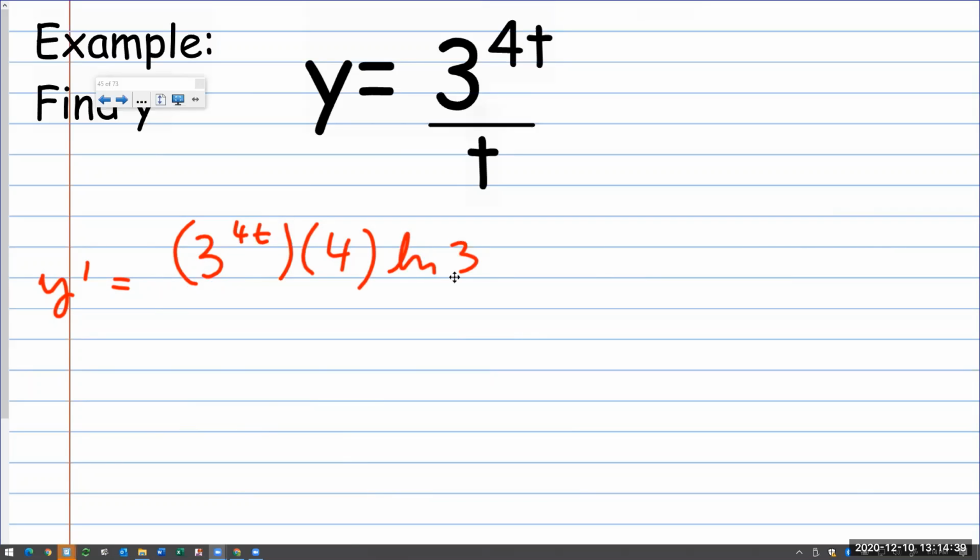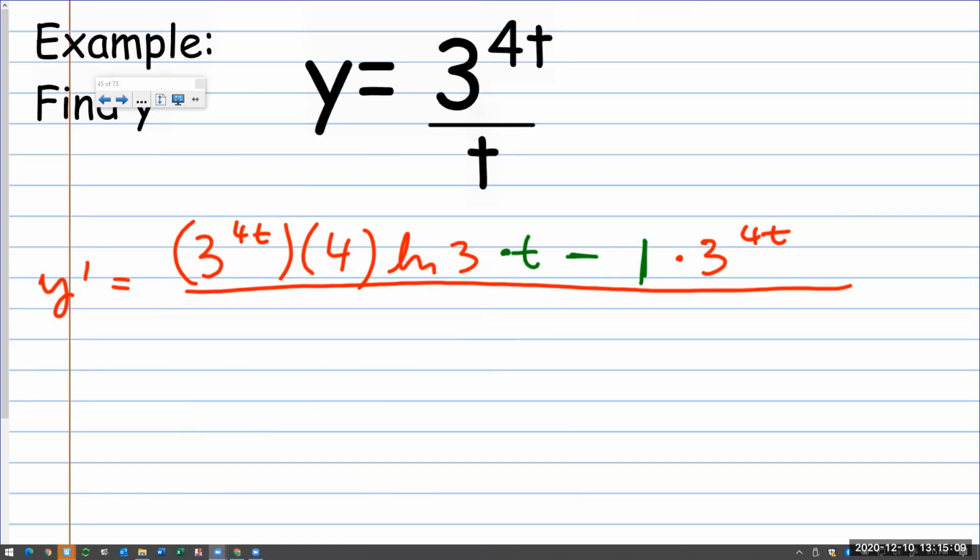The derivative of the first times the second, okay, minus, this is quotient rule, the derivative of the second, so that's the derivative of t. What's the derivative of t? 1, okay, times the first. And times the first means I just copy it basically. Okay, let me see if I did this right. The derivative of the first times the second minus the derivative of the second times the first, all over, what's it all over? t squared, okay?